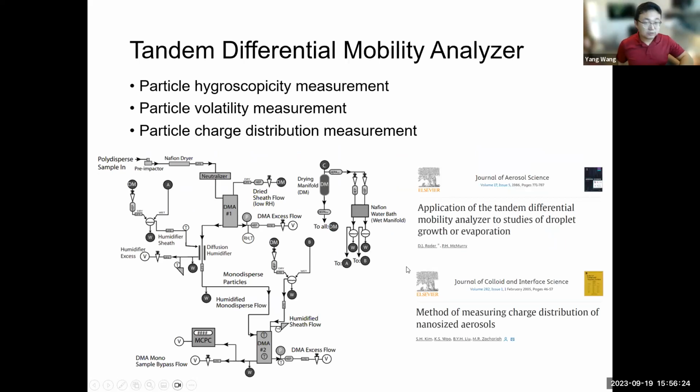So finally, I want to introduce the tandem differential mobility analyzers. Tandem means things are being arranged in series. So tandem DMAs just means that you're using 2 DMAs to do some measurements. People use these tandem DMAs, or TDMAs, to monitor aerosol hygroscopicity, volatility, or charge distribution. So how do we do that? How do we monitor the hygroscopicity?